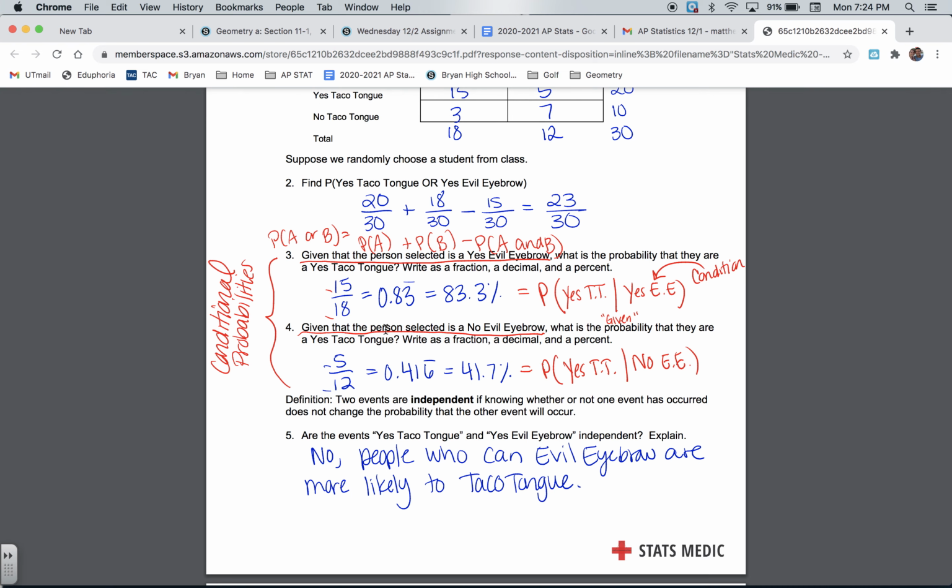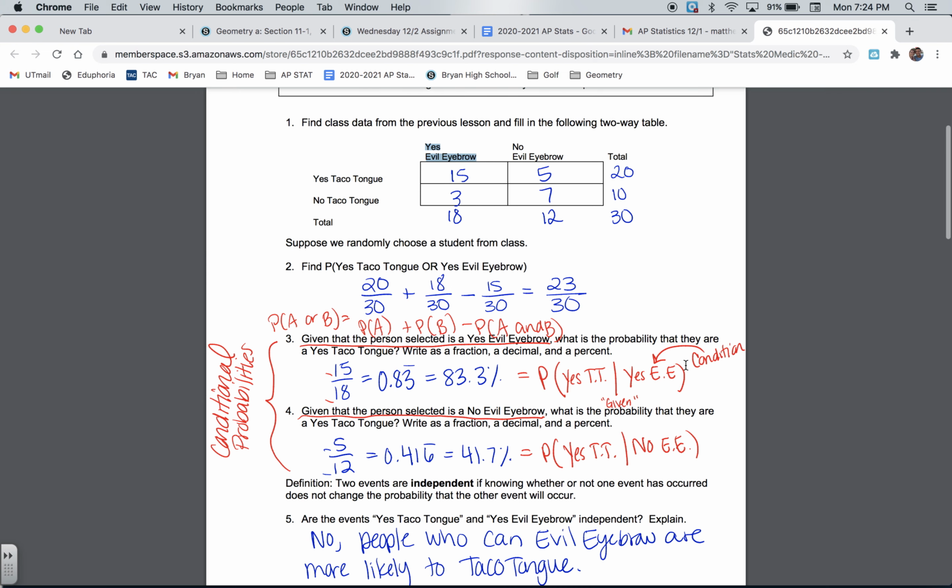So given that you're a person who selected no for evil eyebrow, what's the probability that they are yes taco tongue? All right, so here it is written out in this little form. Probability that you're yes taco tongue given that you are no evil eyebrow.